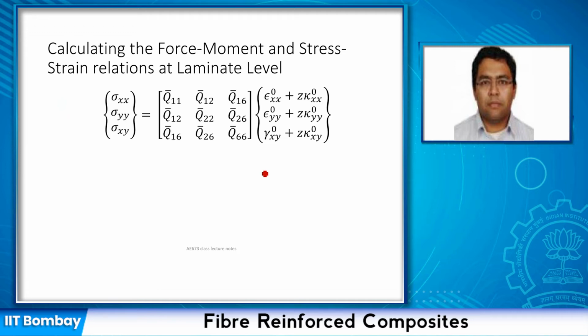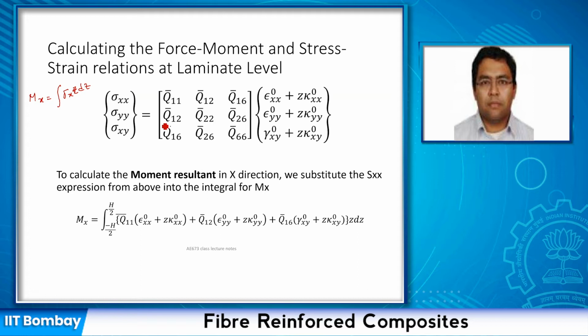Then similarly, when we come to the moment expression, we have defined M x as the integral of sigma x z dz. Again, we substitute the expression for sigma x into the moment integral. We will have this z here already, which was there even previously, but because there is also a z outside, you will end up with some quadratic terms of z also.